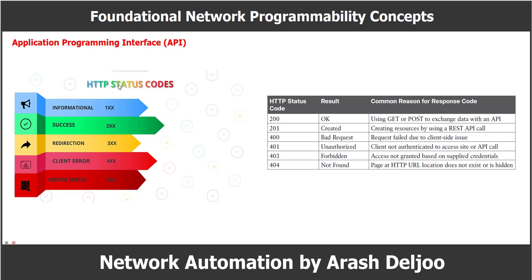Also here you can see the global status of HTTP codes. For example, 1xx, this is informational code, and then 2xx like 200 or 201, this is the success message. Redirection 3xx, and also client error 4xx and server error 5xx. For example, for 400, 401, 403, 404, all of them are related to the client errors.